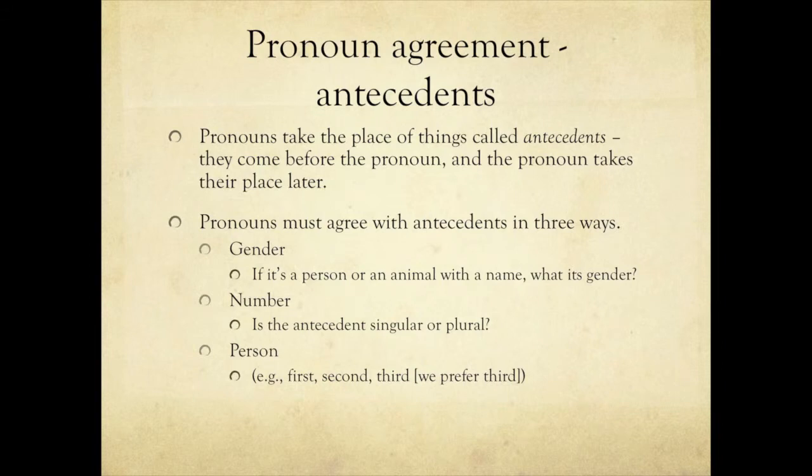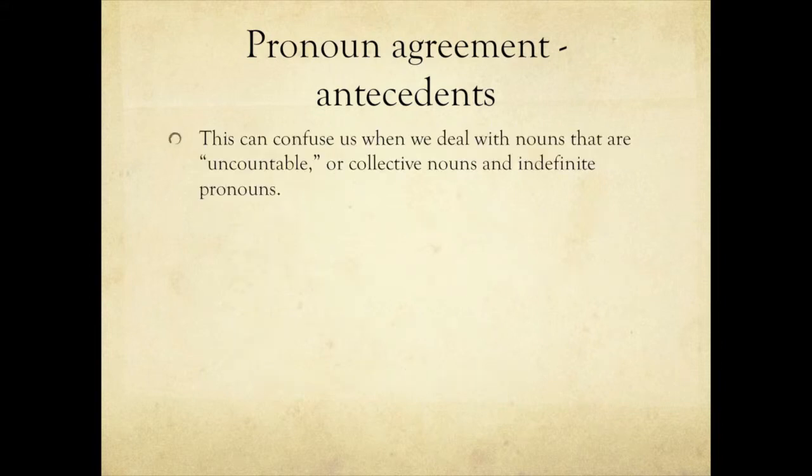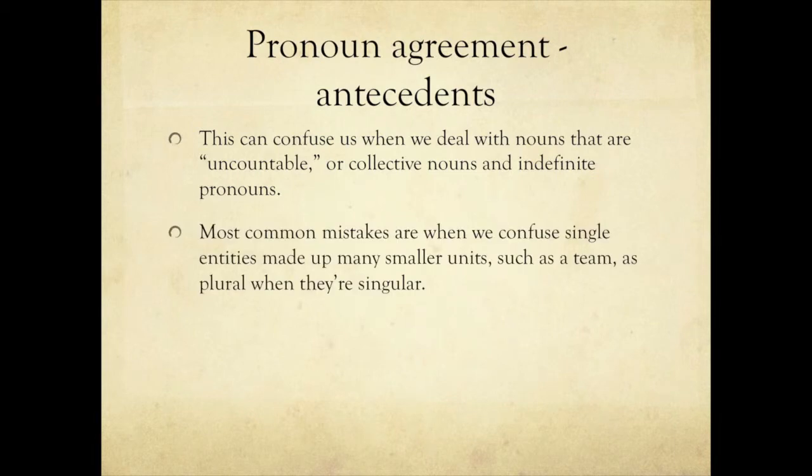So, all right, easy enough. The deal, like we said earlier, that confuses us is when a pronoun has to agree with a noun that is an uncountable noun, as your book calls it, or a collective noun, and also some of these indefinite pronouns that can throw us off. Usually this has to do with when we're confusing these large entities, like a company or a team, which is made up of many smaller things, and treat those entities as plural, when in fact they're usually singular.